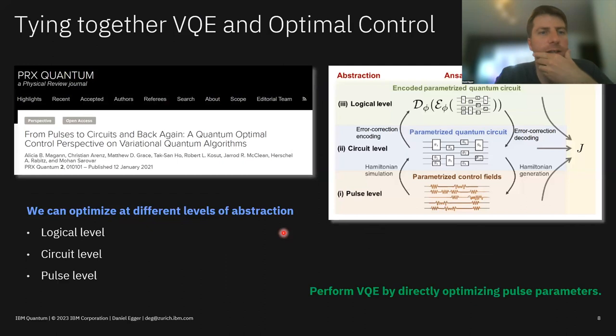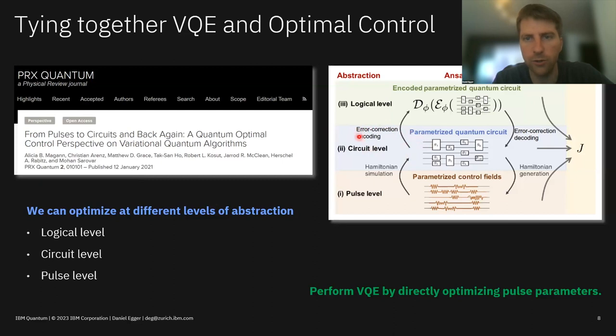Now, a very nice perspective article appeared in 2021 here. And in this article, they discuss a little bit the different relationships between, for instance, VQE and quantum optimal control. And one thing that they point out here is that you can look at a quantum chemistry problem or whatever you're trying to solve with VQE at different abstraction levels. You can look at it sort of through the logical level here, which is probably the highest level that you could look at it.